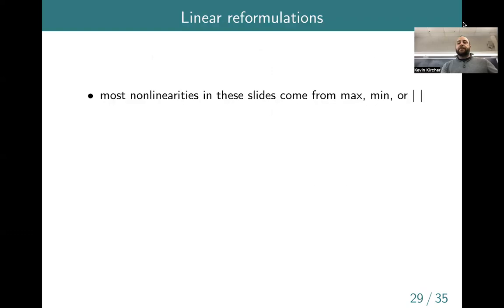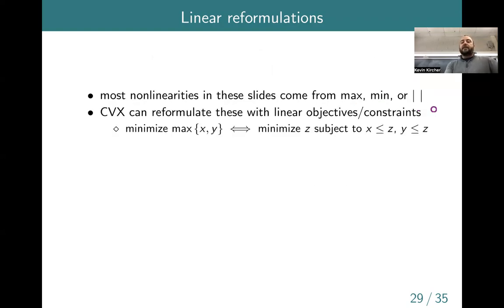Okay, so even in the nonlinear objectives, most of them are very mildly nonlinear. And they're nonlinear in ways that, through reformulations, we can get into a linear programming framework. Most of the nonlinearities here come from the max function, the min function, or the absolute value function. We can reformulate those, and CVX, the toolbox of MATLAB, or CVXPY in Python will do these reformulations for you. So you don't have to think about it, but you can just know that this is what's happening behind the scenes.